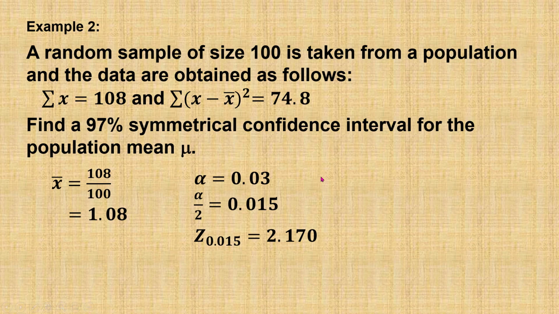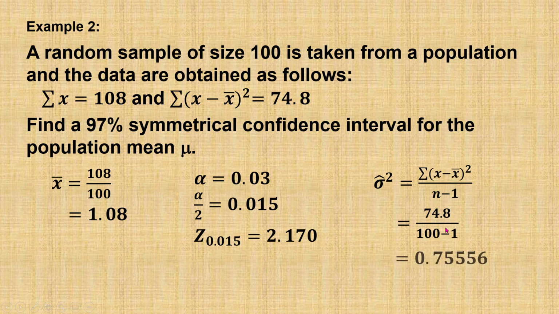If the population variance is unknown, then we are going to find the unbiased estimate of the population variance. I'm going to use this formula because in the question we are given that the sigma of (x minus x bar) squared is 74.8. When I substitute the value and calculate, I find that it is equal to 0.75556. And therefore, sigma hat is equal to the square root of 0.75556, which is 0.86923.